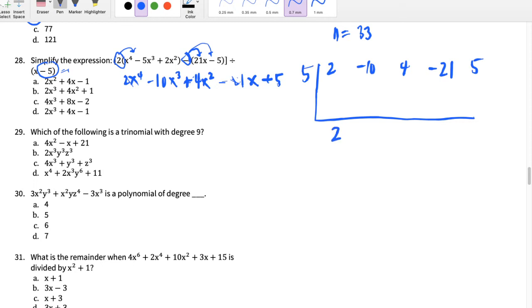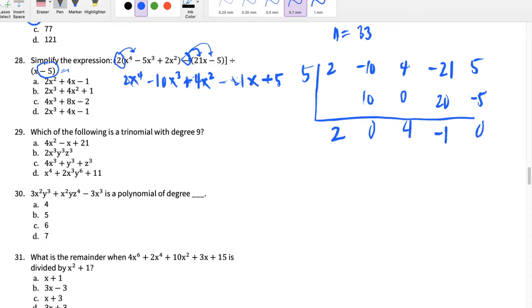Again, drop lang tong 2. 2 times 5, that's equal to 10. Negative 10 plus 10, that's equal to 0. 0 times 5, that's equal to 0. 4 plus 0, 4. 4 times 5, that's equal to 20. Negative 21 plus 20, that's equal to negative 1. Negative 1 times 5, that's equal to negative 5. 5 plus negative 5, that's equal to 0.